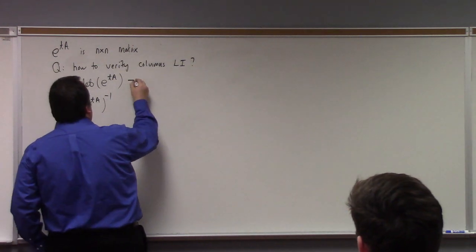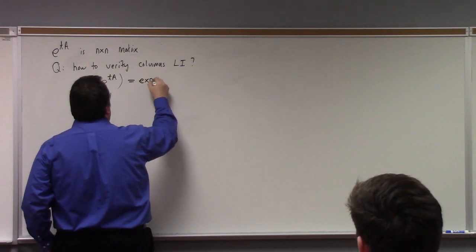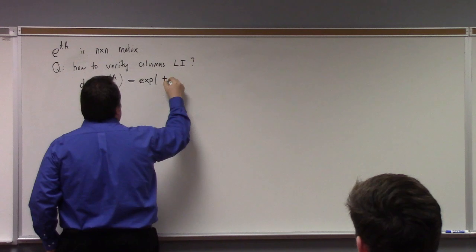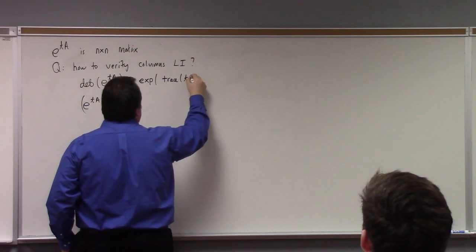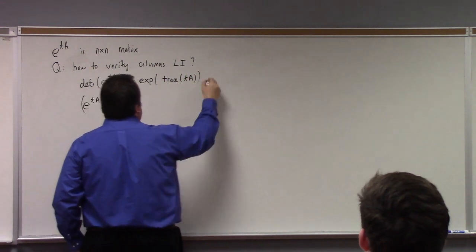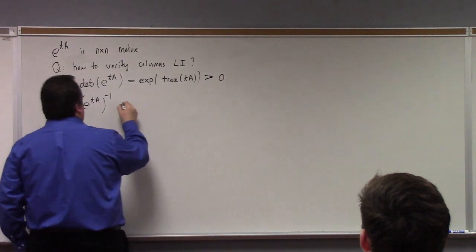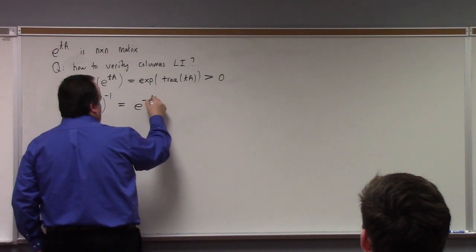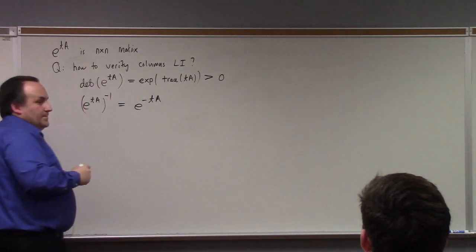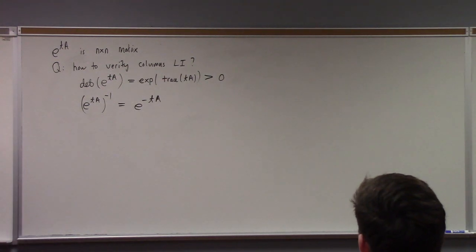Well, the answer is you look up an identity. This is equal to the exponential of the trace of ta. And as such, it's positive. And also the inverse of this is e to the minus ta. So there's that. Whichever way you want to look at it.